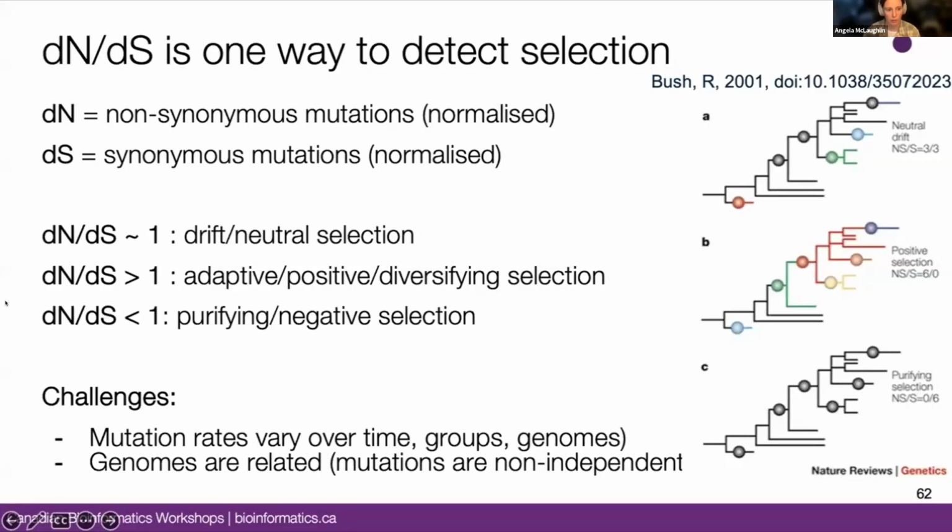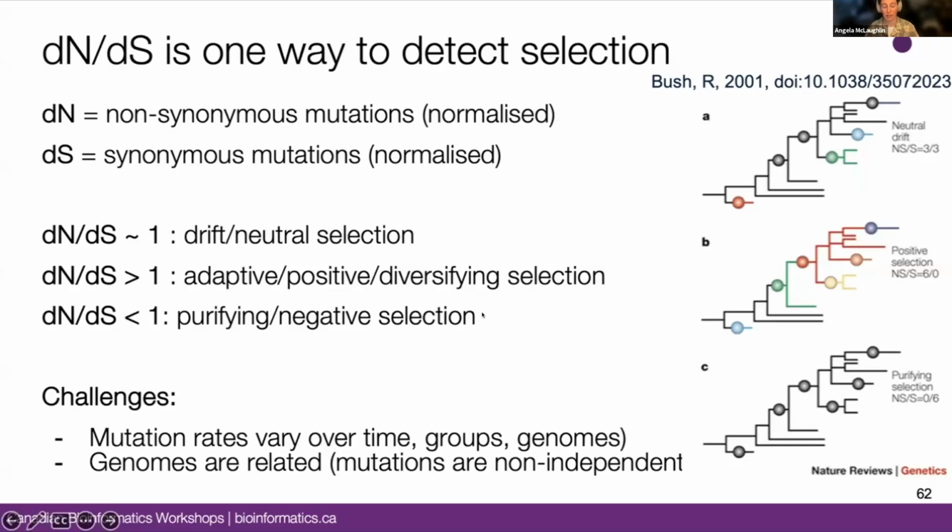By looking at the ratio of non-synonymous to synonymous mutations, you can tell whether something is under neutral selection, if those are about the same, or if the ratio is greater than 1, then we have more non-synonymous than synonymous. This is going to be a case of adaptive, positive, or diversifying selection. Those are all the same thing. And then if the dN/dS ratio is less than 1, so there are actually more synonymous than non-synonymous mutations, then we can deduce that there's purifying or negative selection at play here.